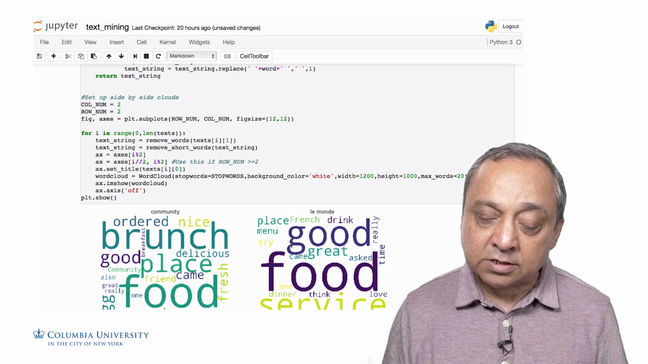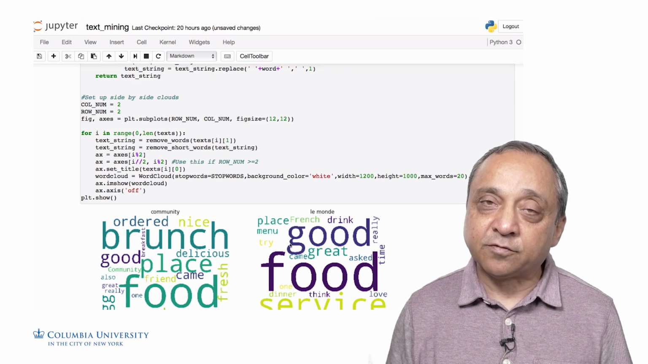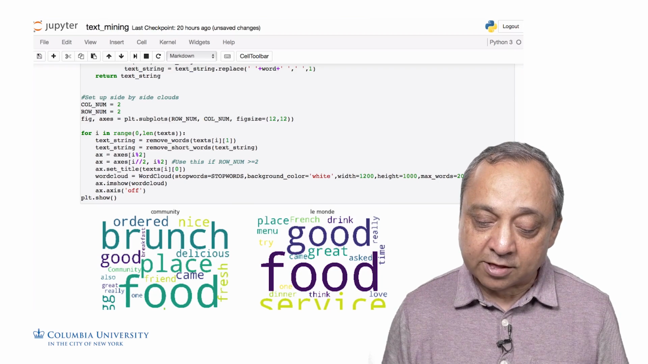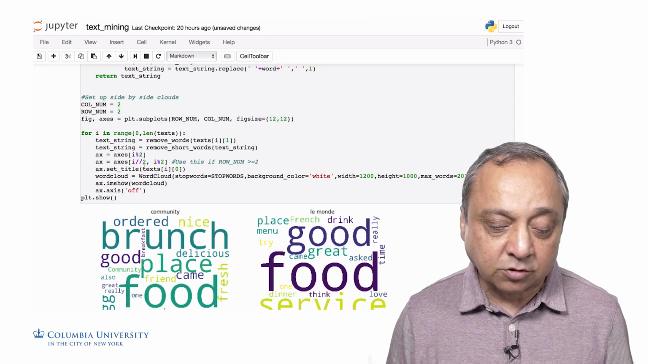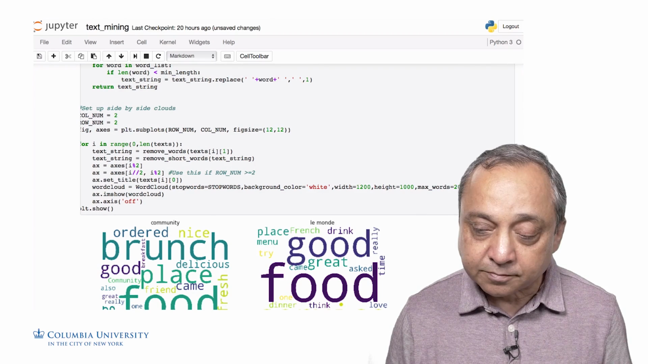And the second thing is we're going to do subplotting, like we did with our boroughs and agencies and all that stuff in the data visualization, right? So this is very similar to that. And in this, we have a bunch of stop words.